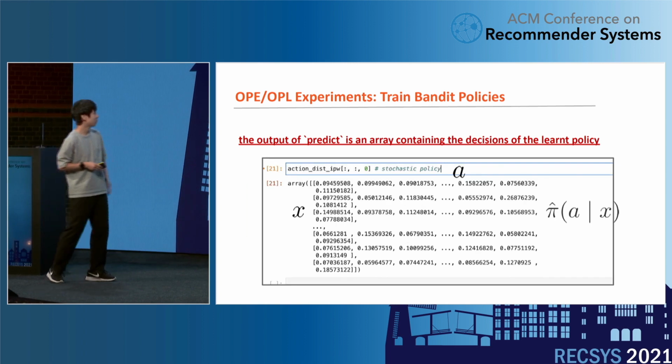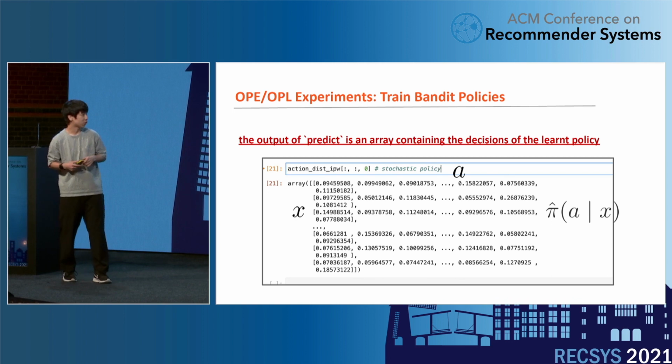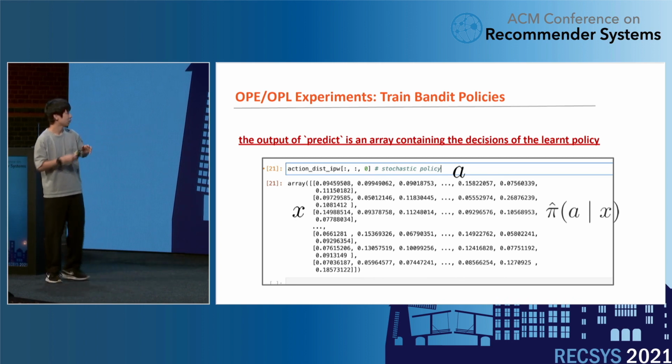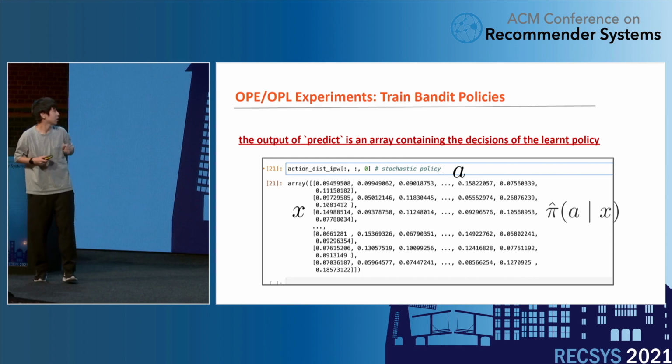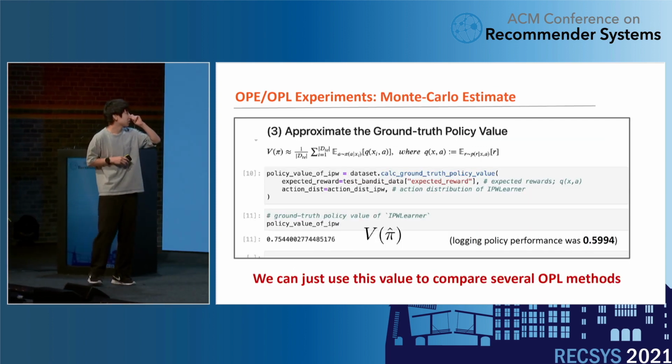But we can also have a stochastic type. And the stochastic policy output is going to be in this form, right? So every row of the matrix is a distribution of actions for each given context. I think it's pretty easy to interpret, okay? And now we have trained some policies.